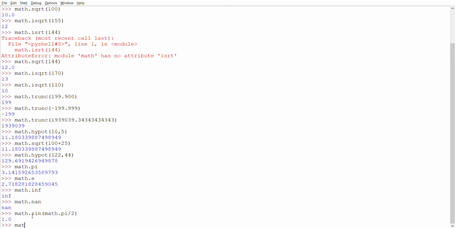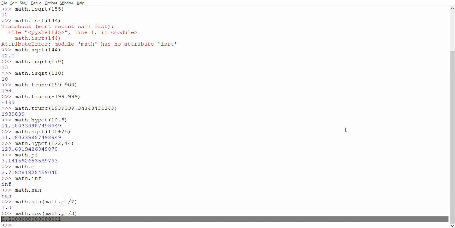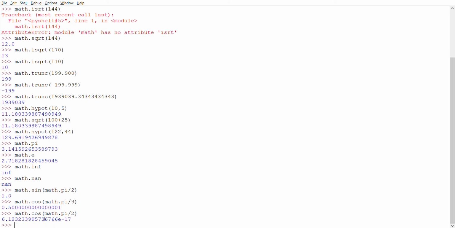Check with another example, cos. In the same way, you type math.pi and divide by the value, just like pi by 3. What is the value? It will be 0.5. Check with another example, 90 degrees. What is the value of cos theta? Cos 90 degrees, how are we going to use it? Math.pi divided by 2.